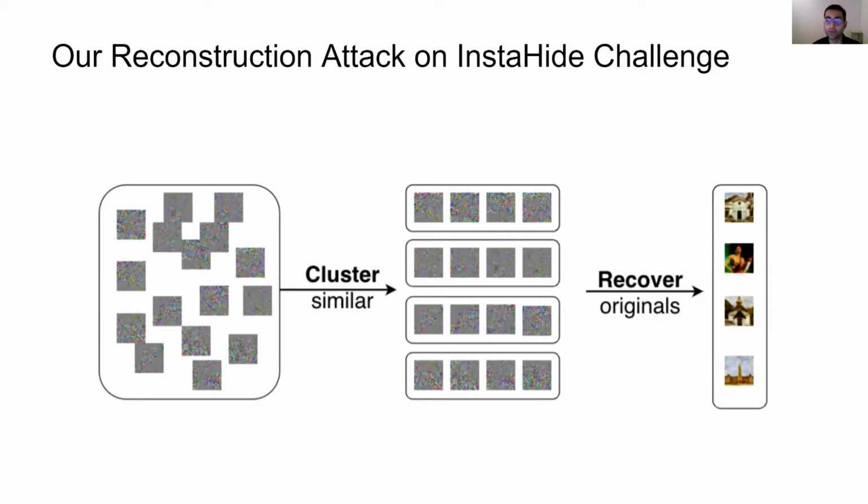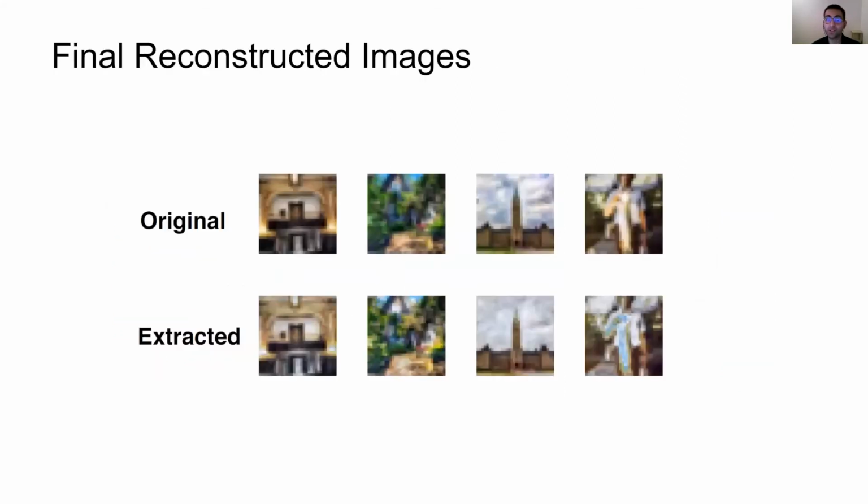I'm not going to elaborate more on the details of these steps, but I suggest you have a look at the paper for that. But here is a sample of what our attack does. The extracted images that you see here are very close to the original images that were used to encode the challenge dataset in the InstaHide challenge. So this shows that InstaHide is not as private as first thought, and we basically have a complete break of their challenge.